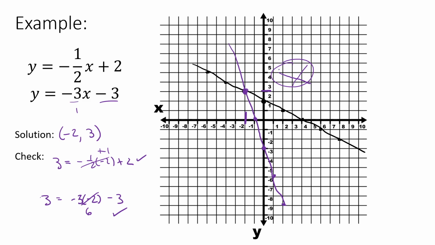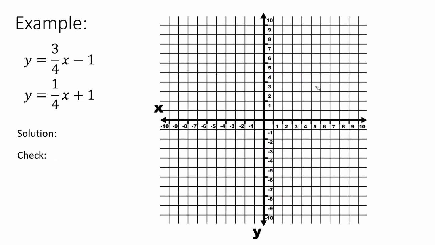You need to check one of your lines. Usually the slope is the thing that's wrong. Okay, but we're not going to trick you. That's not going to happen. So maybe try one more example here. Okay, this time with some fractions.